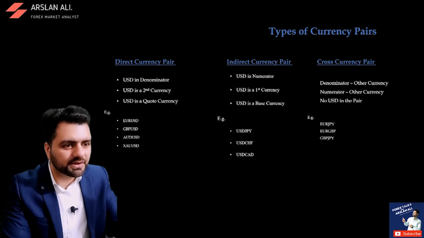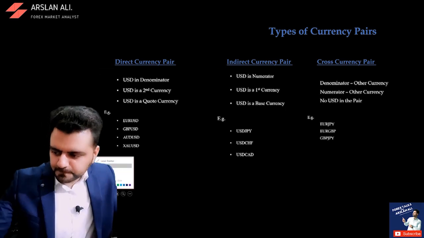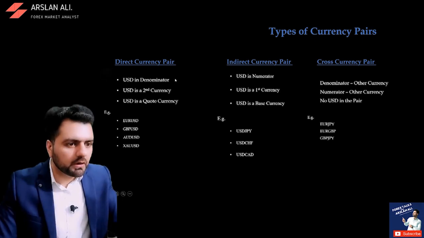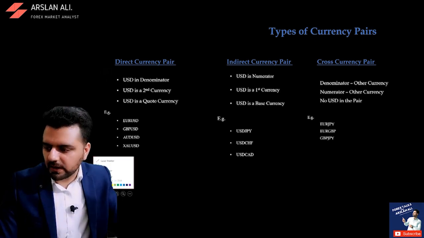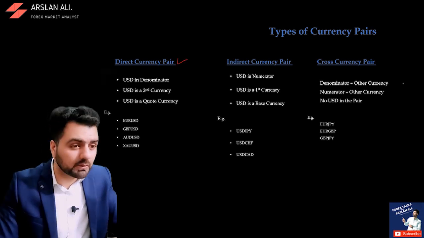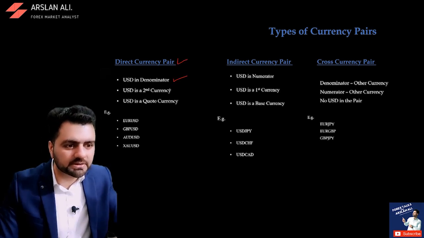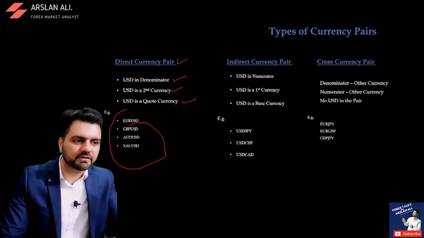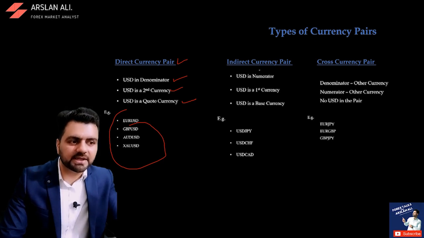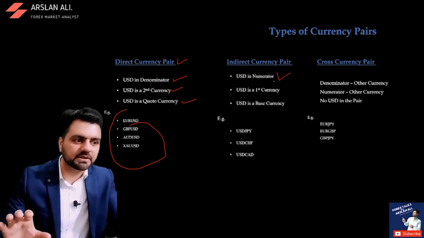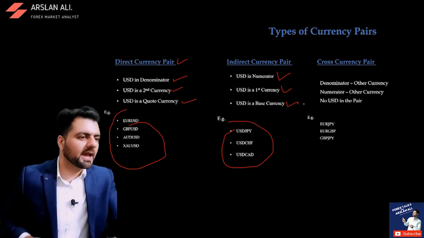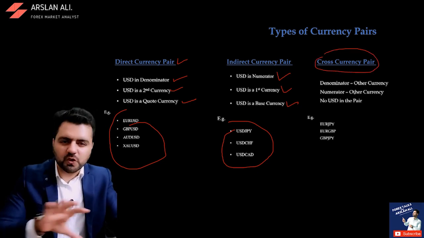Okay, so guys, we already covered this one. All right, let me choose the pen again. We already discussed that the direct currency pairs are the ones where we have the US dollar in the denominator. The US dollar is a quote currency, and these are some examples of the direct currency pairs. On the other hand, the indirect currency pairs are the ones where USD is the numerator, USD is a first currency, USD is a base currency, and these are some examples of indirect currency pairs. And lastly, we have a cross currency pair where US dollar is not involved.